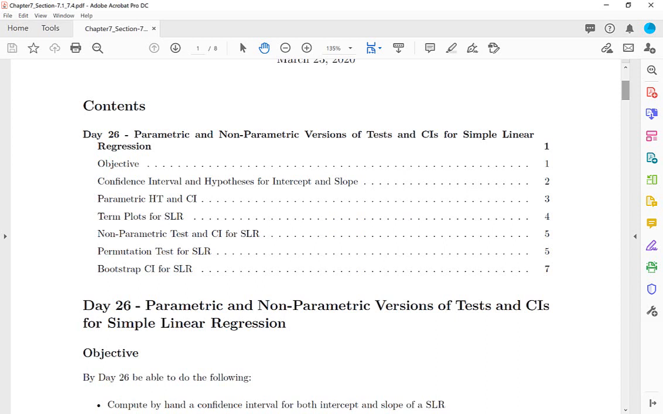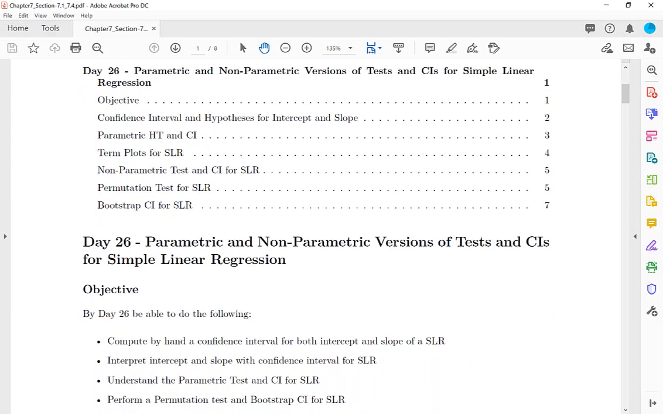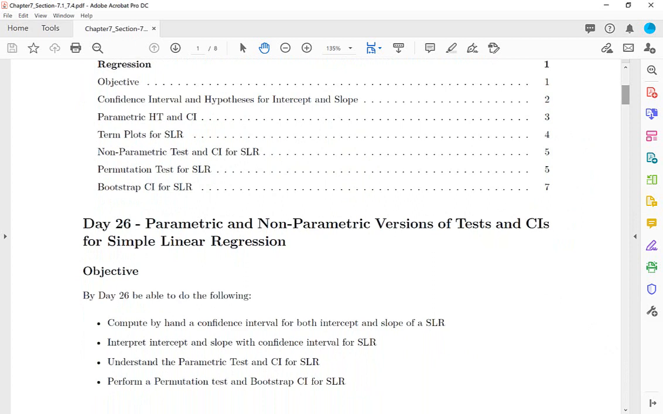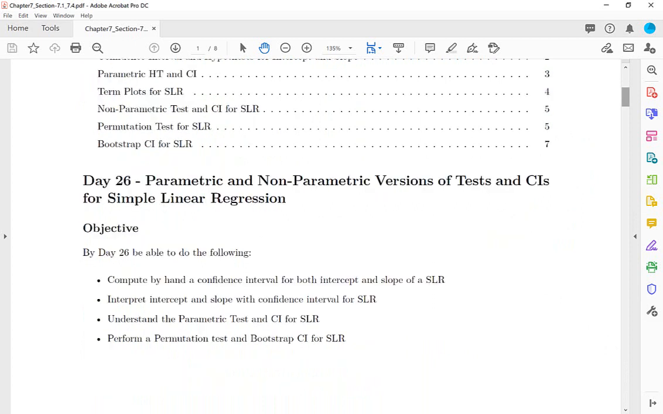So we will be looking at parametric and non-parametric tests and confidence intervals for simple linear regression. We'll work through confidence intervals and hypotheses for intercept and slope. We'll also be looking at non-parametric tests: permutation tests and bootstrap confidence intervals for simple linear regression.